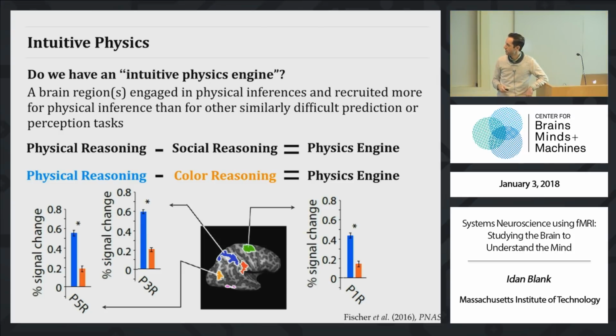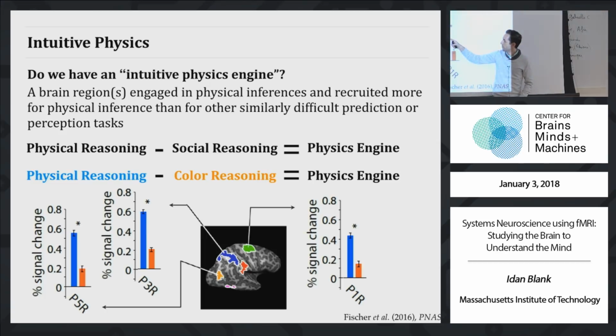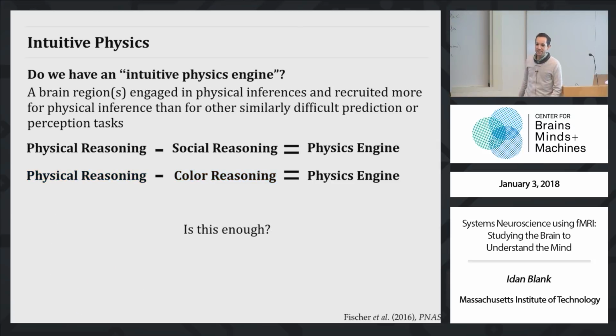That's pretty cool. Are the plots clear? What do you see on the plots? The y-axis is the signal change. And so this is relative to baseline, just to fixation. But what you care about is the difference. You care about this minus this, and this difference is significant. All right, is this enough?